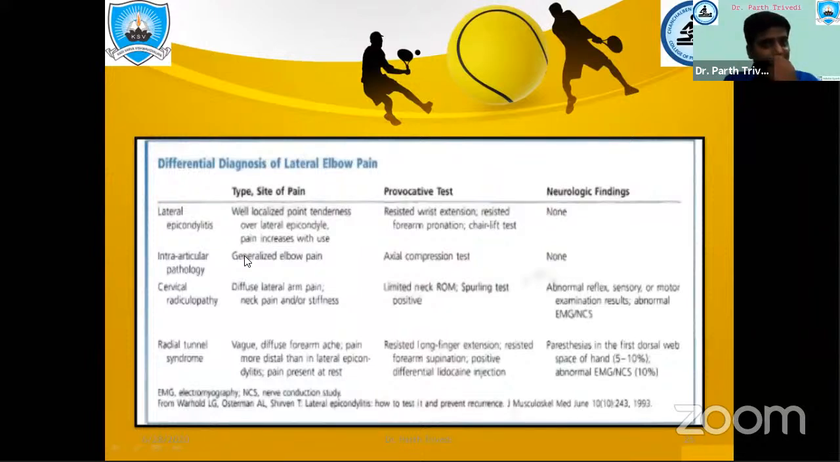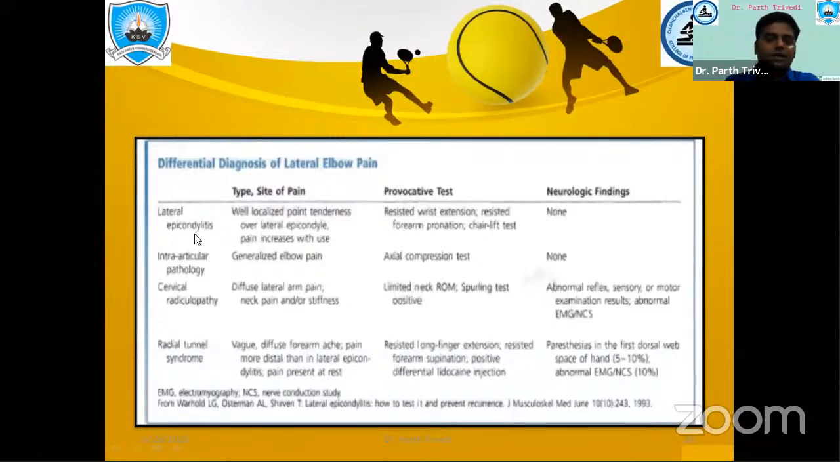So this is the differential diagnosis. Okay, lateral epicondylitis, intra-articular pathology, cervical radiculopathy. This is again from Protzman. Okay. So well localized pain, tender, generalized elbow pain, diffuse lateral arm, vague. So these are what your differential diagnosis is.